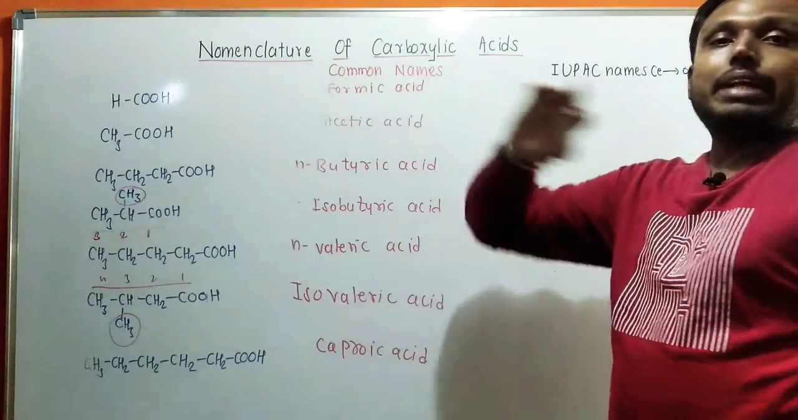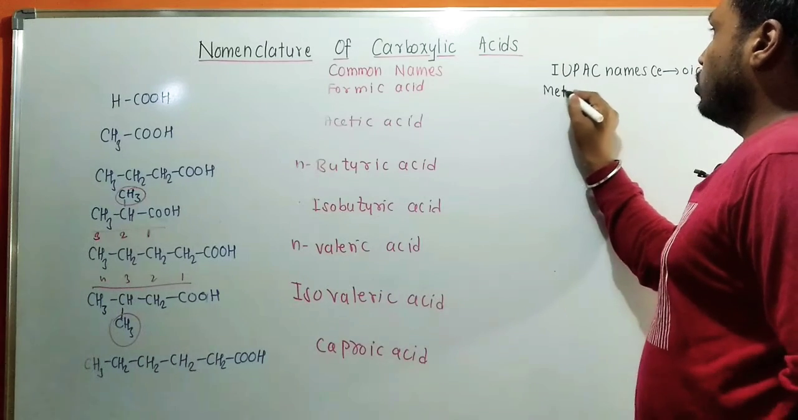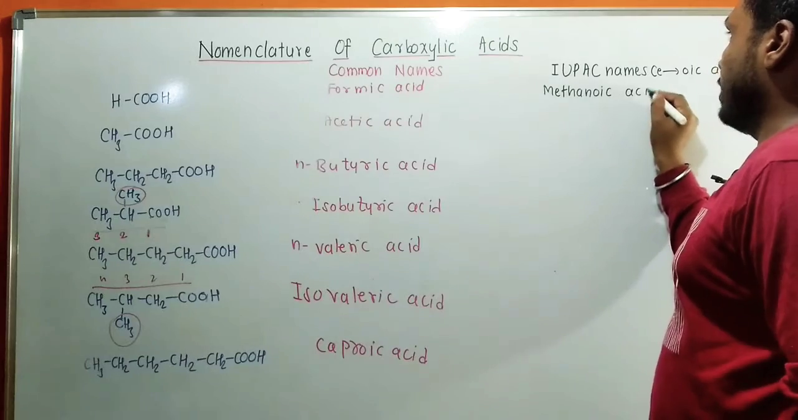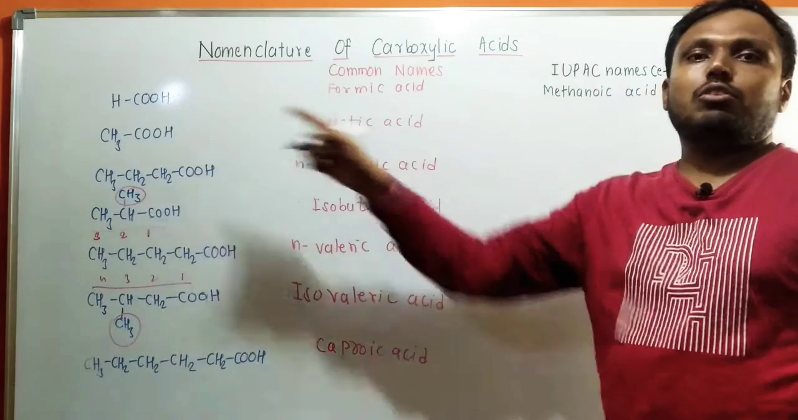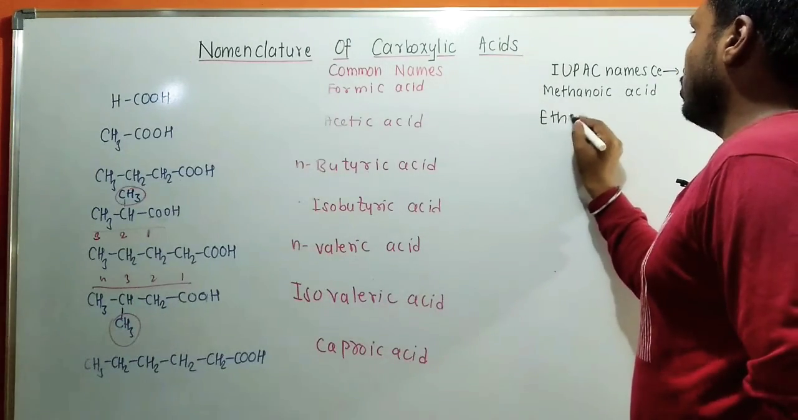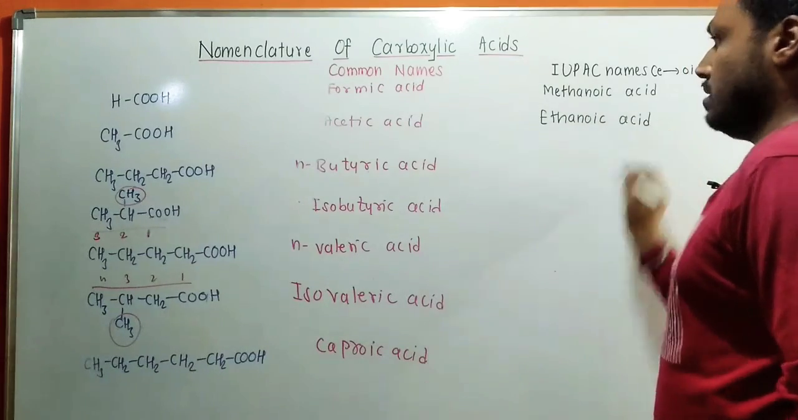So in total only 1 carbon atom is there in the molecule. So the parent alkane will become methane. You are going to replace the e of alkane by oic acid. So the name will become methanoic acid. In the same way, here how many carbon atoms are there? 2. Which alkane has 2 carbons? Ethane. So replace e by oic acid, then the name will become ethanoic acid.